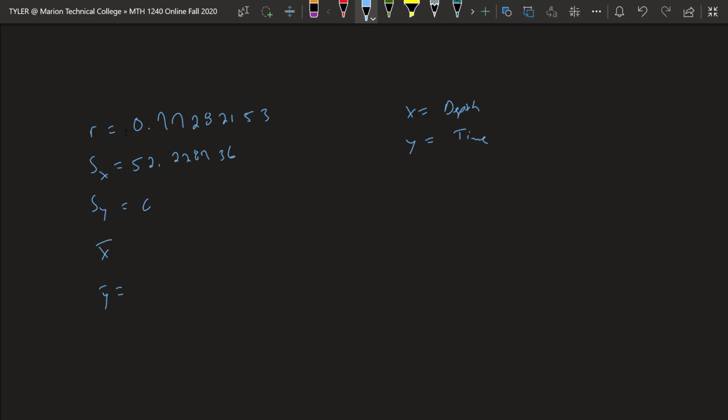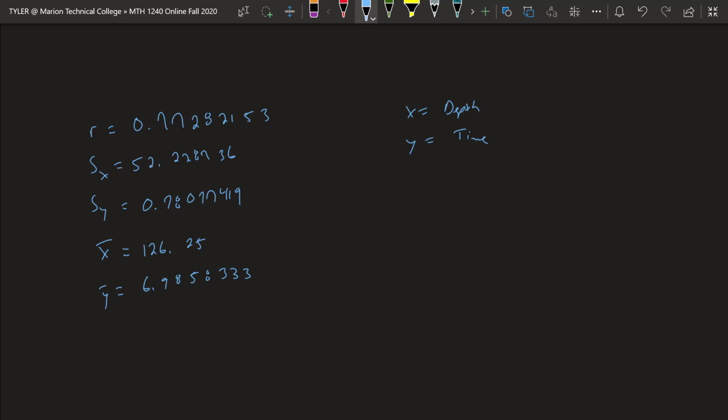So S of Y was 0.78077. Was that a 4 or a 9? Let's see. S of Y is 0.78077419. And then X bar was 126.25, and Y bar was 6.9858 and 3 threes.